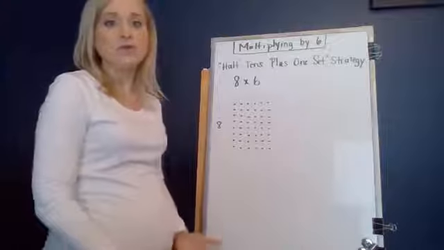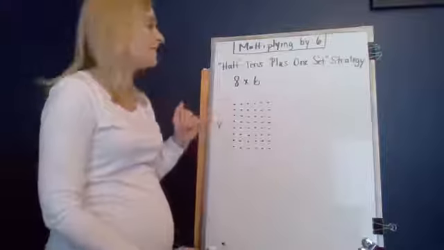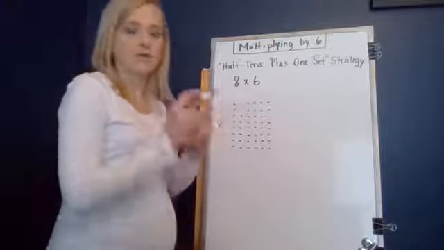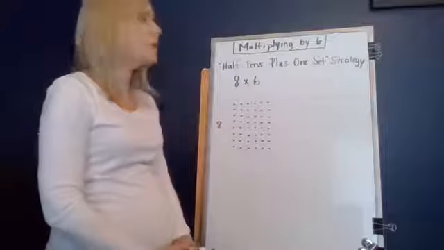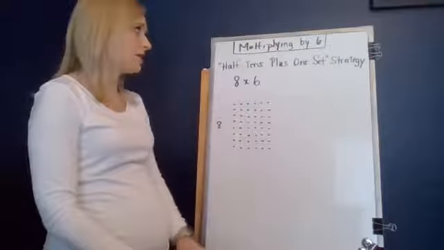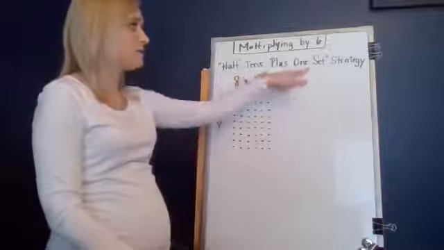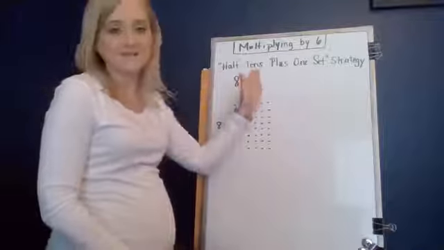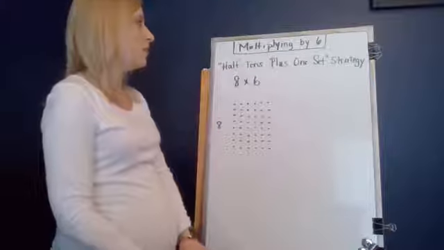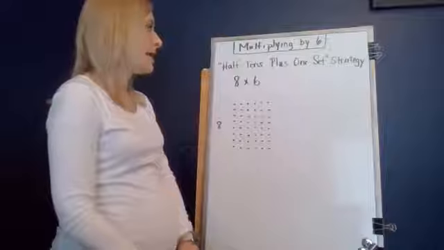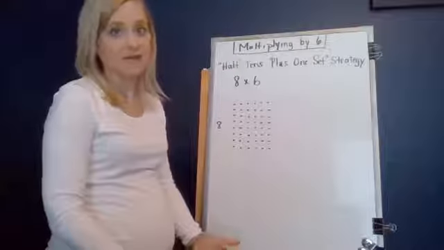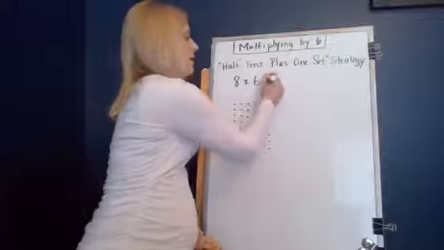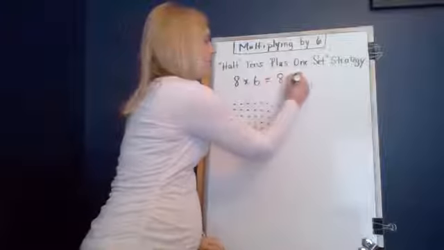And one of the biggest basic facts that kids struggle with is 8 times 6, or in reverse, 6 times 8. And so we can use the multiplying by 6 strategy called the half tens plus 1 set strategy. And it is what it says in its title. Basically, we are going to multiply 8 times 5 because 5 is half of 10, and that's what we're playing off of. So 8 times 5 first.